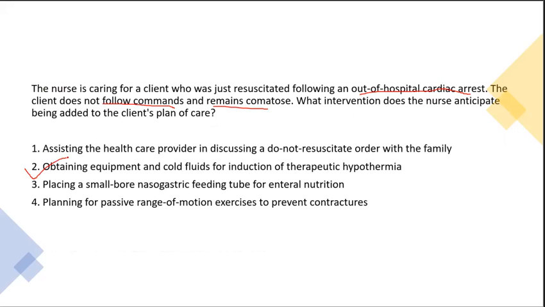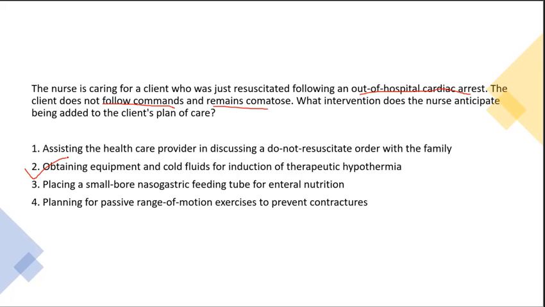Remember, neurologic injury is the most common cause of mortality in clients who have had cardiac arrest. So inducing this targeted temperature management, it used to be called therapeutic hypothermia. You want to keep the client within a temperature range of 32 to 36 for at least 24 hours. You need to know those numbers, between 32 and 36 degrees for at least 24 hours, because this has been shown to decrease mortality rates, and it has also been shown to improve neurologic outcome.